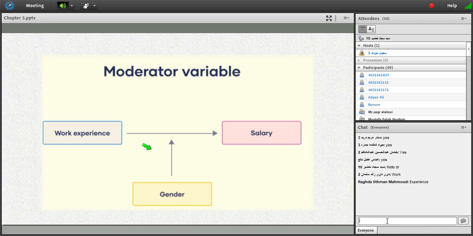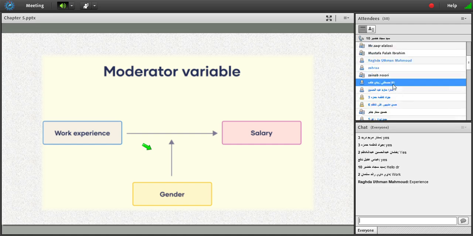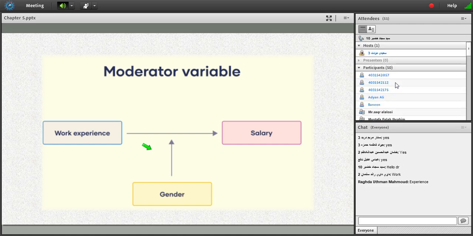Yes, mediator variables explain how the independent variable affects the dependent variable. So, for example, socioeconomic status, parental education, mediator, child reading ability. Good. Thank you very much for explaining the moderator.